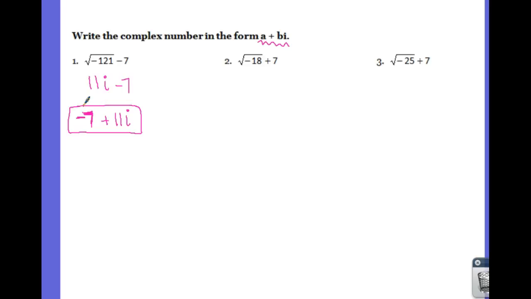Number 2, 18 is not a perfect square. I see the negative, I bring it out as an i. I rewrite 18 as the multiples of a perfect and a non-perfect. So you have 9 and 2. Square root of 9 is 3. So negative 18 reduces to 3i square roots of 2. But again, that's in bi plus a form. So in a plus bi, we get 7 plus 3i square roots of 2.